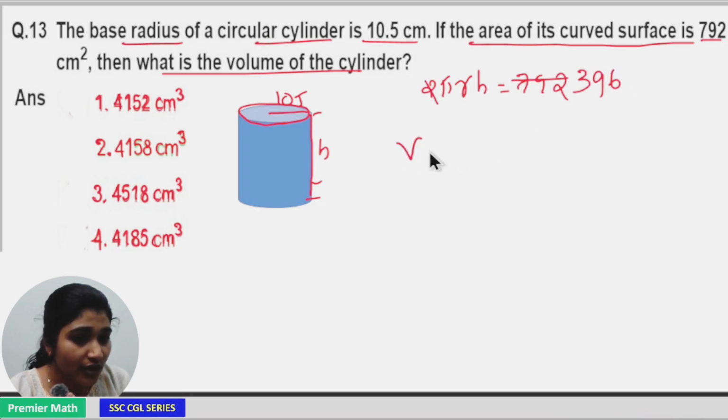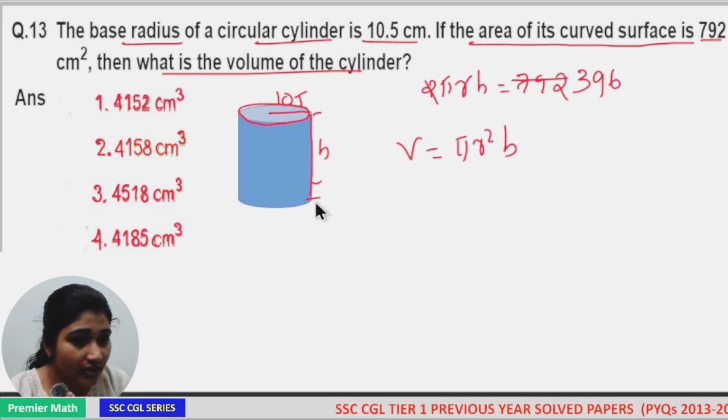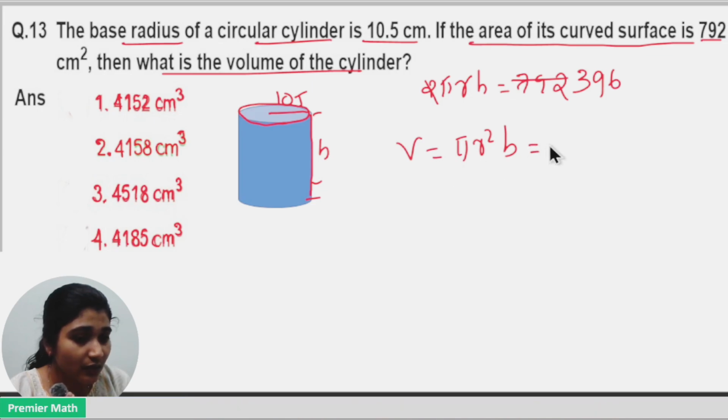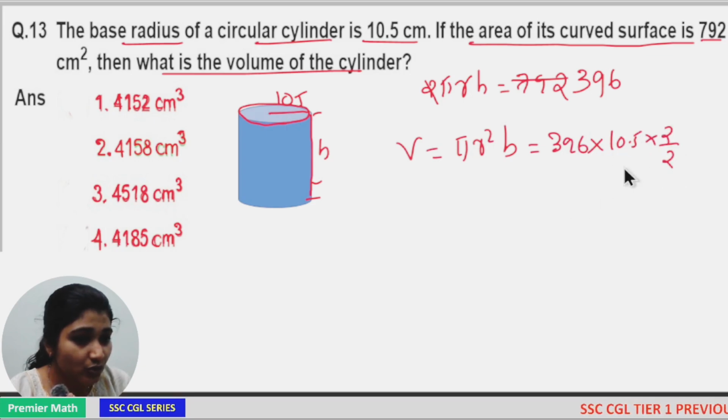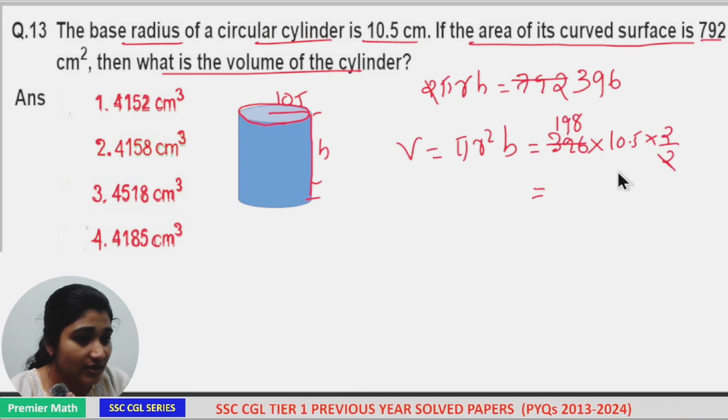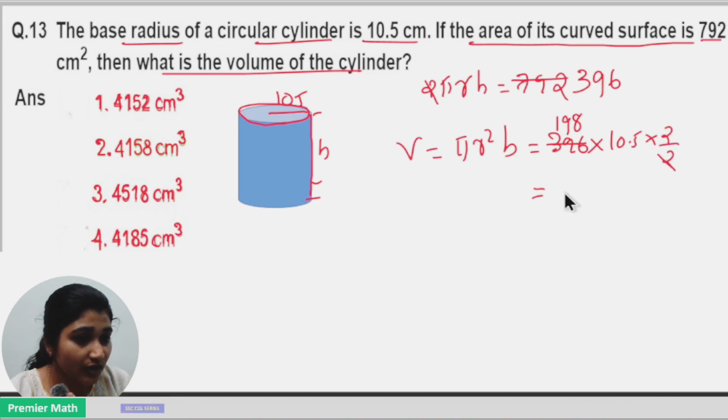Then volume is equal to pi r square h. Area of circle is equal to pi r square. Pi r square h is the volume of the cylinder. Now pi r square h means pi r h, 396, into r, which is equal to 10.5. Now to remove this decimal, multiply it with 2 by 2. 2 by 2 is 1. Now 2 goes 1 time in 3, 9 times in 18, 8 times in 16. Now 10.5 into 2 is equal to 21.